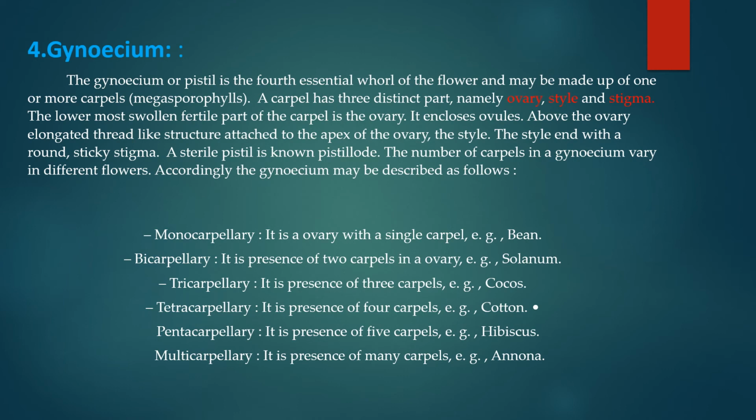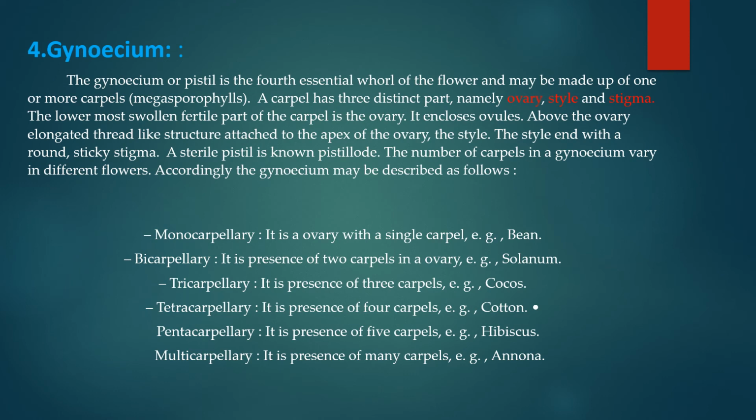Coming to the fourth whorl, that is the gynoecium. The gynoecium or pistil is the fourth essential whorl of the flower and may be made up of one or more carpels, which we call megasporophylls. A carpel has 3 distinct parts, namely ovary, style, and the stigma. The lowermost swollen fertile part of the carpel is the ovary. It encloses ovules. Above the ovary, an elongated thread-like structure attached to the apex of the ovary is the style. The style ends with a round, sticky stigma.